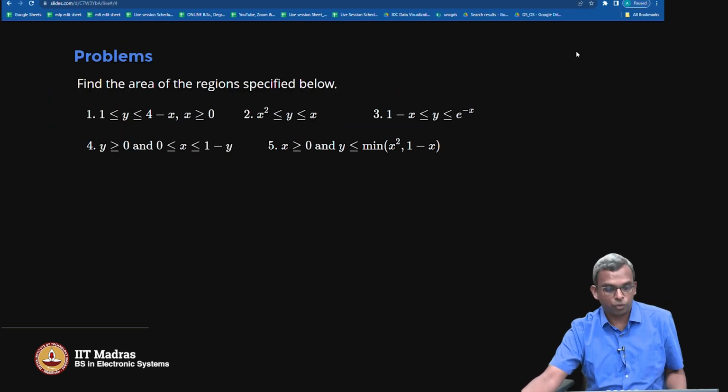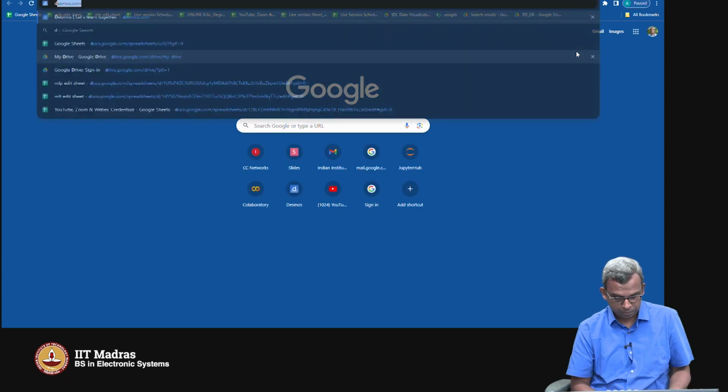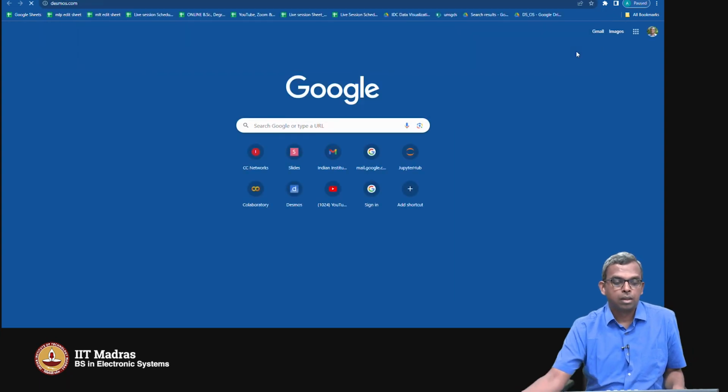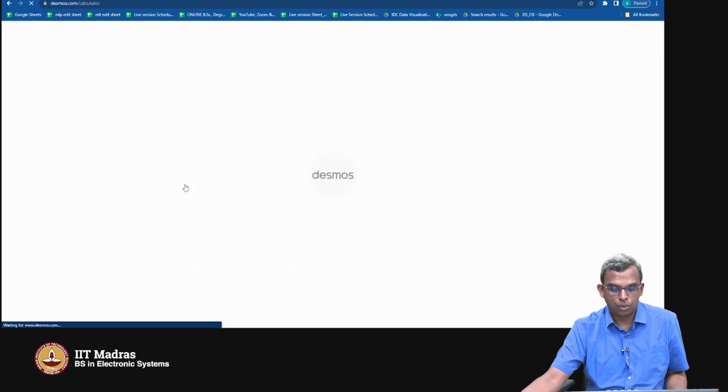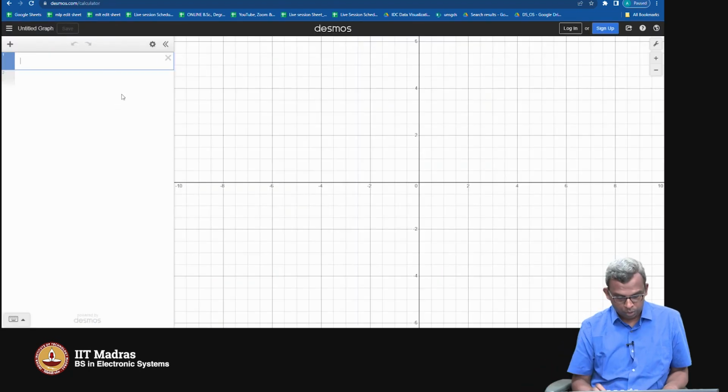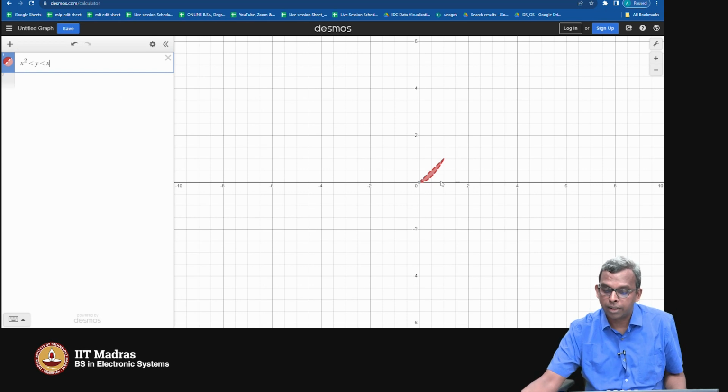I will show you, just for confirmation, you can do it in Desmos. Let me show that to you. Let's do this very quickly. So, you can do this very, very easily. Desmos will do this, x squared less than y less than x. So, you see it is drawing that, right. So, you see that region.